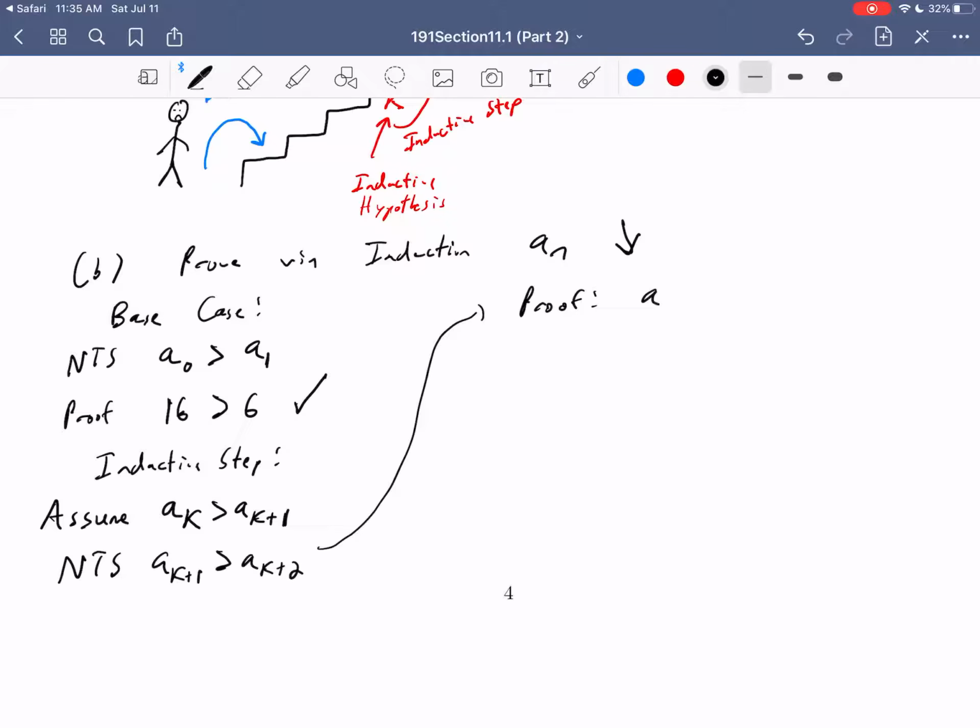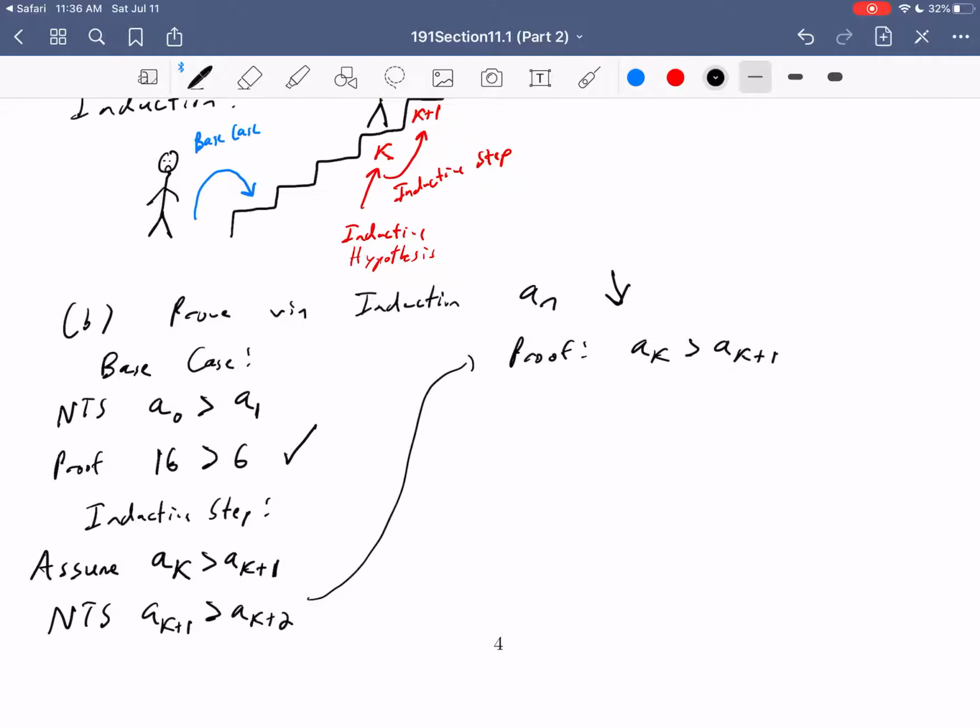So we're going to start with our inductive hypothesis. This is what the inductive hypothesis is often referenced as. It's just that thing you get to assume. And now we need to get to this. So how do we get to the next step?